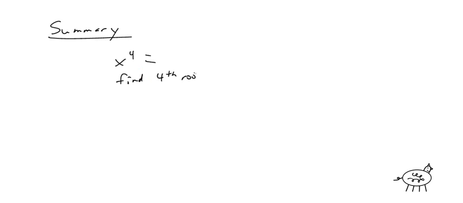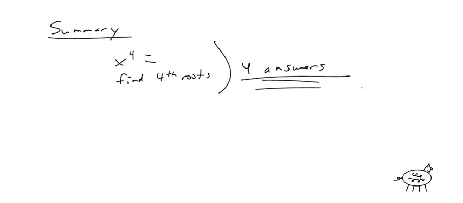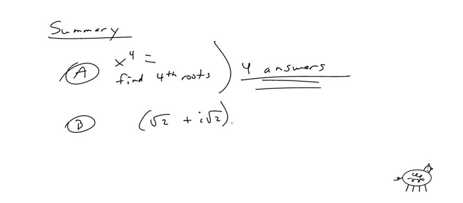Okay, so real quickly, let me summarize this because I don't want to take too much time here. Summary. If you have x to the fourth equals something, or if I say find the fourth roots, you're going to have 4 answers. Please remember that. That's the first case, so we'll call that case A. Case B is literally if I said, hey, root 2 plus i root 2 to the 4th power. That's a single value, so this is one answer.